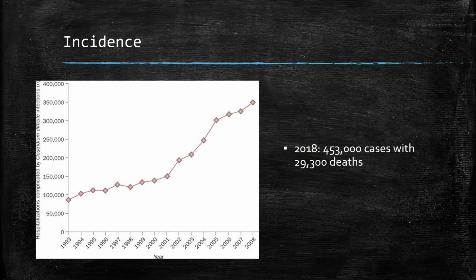As you can see from this chart, the number of cases is steadily increasing. In 1993, there were approximately 90,000 cases. In 2018, there were approximately 450,000 cases, so a five-fold increase. In 2018, there were about 29,000 deaths attributable to this infection.